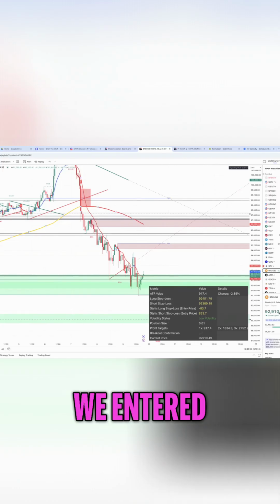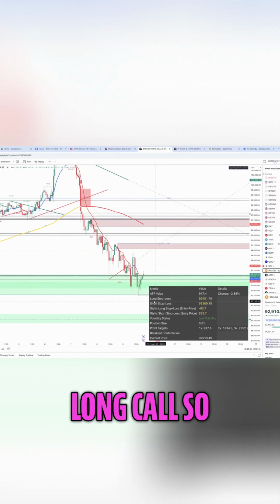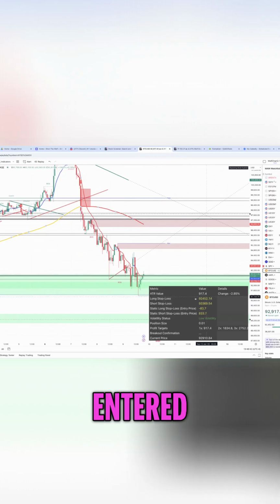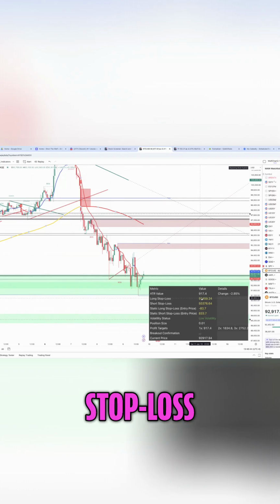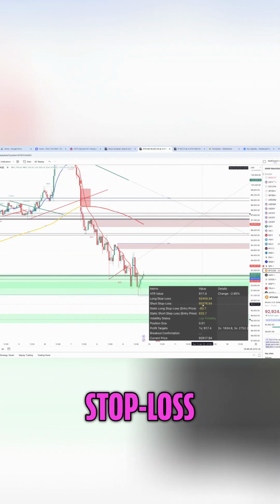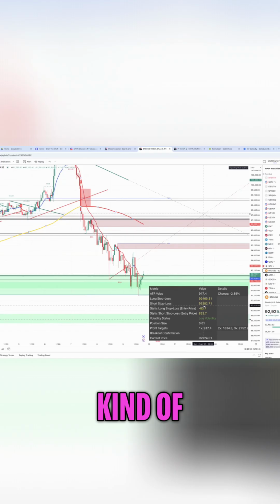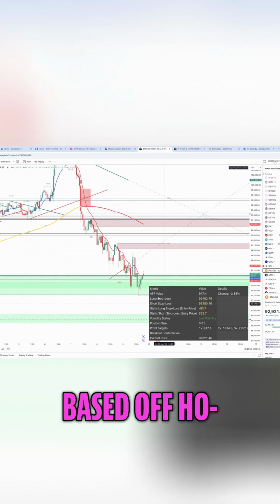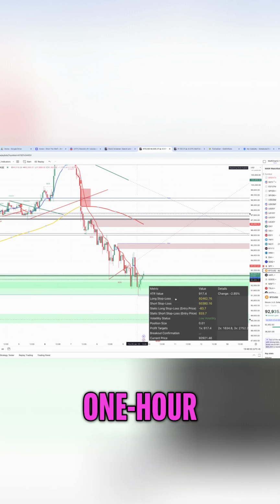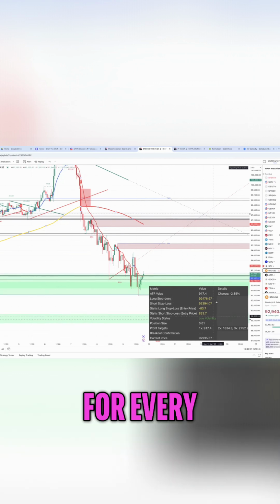So it's saying if we entered into a long, a long is like a call and a short is like a put, so we entered in on Microsoft at this current price. This is what the stop loss should be if you're getting in calls. If you're entering into a short, this is what your stop loss should be. So it's telling you exactly what your stop loss should be based off the average price range that Bitcoin moves on a 1 hour time frame, and it does the same thing for every time frame.